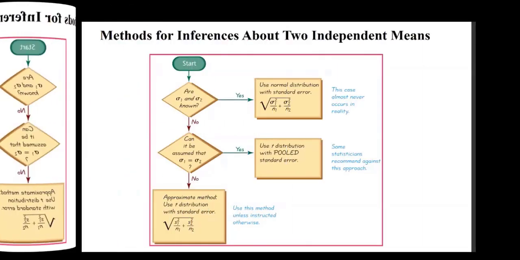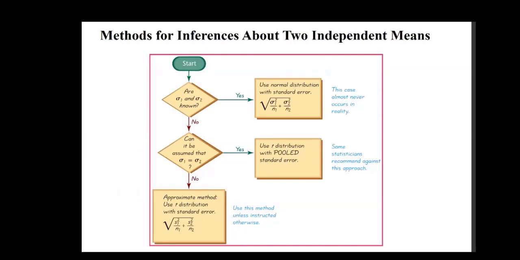Finally, take a look at this one. If sigma 1 and sigma 2 are known, the formula that you use for the standard error, the denominator, if you will, of your test statistic is this one. If that's not the case, and it's almost always the case, can you assume sigma 1 is equal to sigma 2? If yes, you go with this one. But if not, you go with this one. And this is the one that is almost always used.